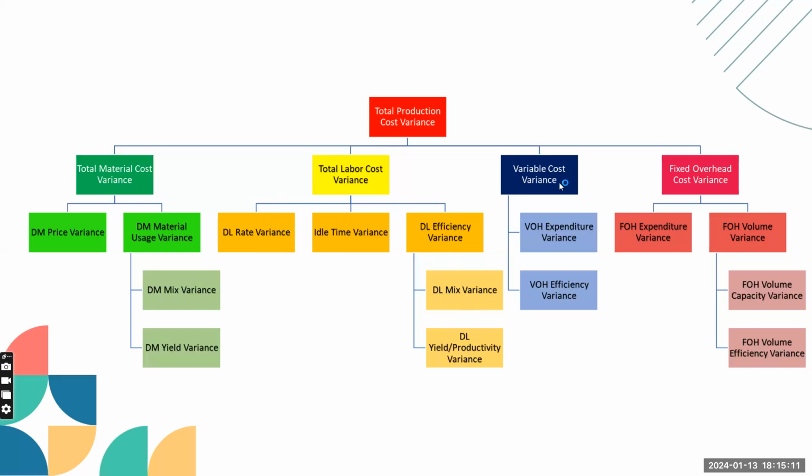Variable overhead cost variance, we talk about variable overhead expenditure variance and the variable overhead efficiency variance. Okay. And then we have the fixed production overhead variance, under which we talk about the fixed expenditure variance and the fixed overhead volume variance, under which we talk about the capacity and efficiency variance. Okay, good. Now let's move on to, so what we will be doing, Lamai, we will be taking one by one, each item separately and talking about the formulas. Okay.